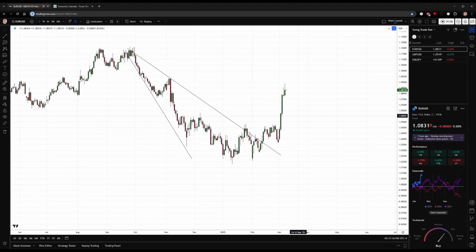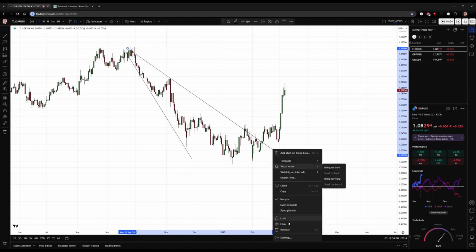In hindsight, we look back and 1.06 looked like a really good target, which it was, but we went up about, I don't know, maybe an extra 150, 200 pips the following day or the following 2 or 3 days. We had some big movement, but that trade worked out really well.